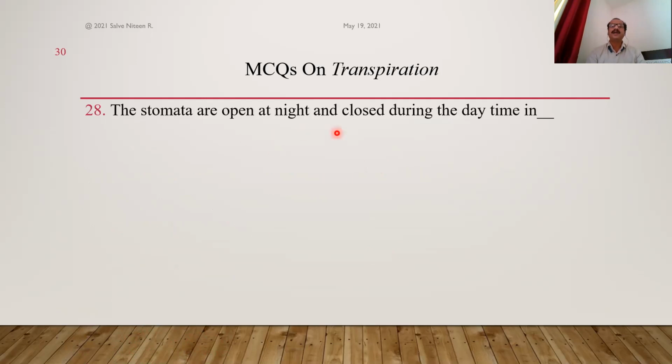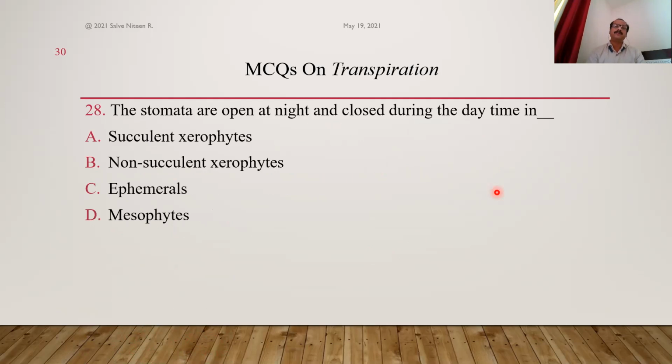The stomata are open at night and closed during daytime. In which category of plants? This happens usually in xerophytes to minimize the rate of transpiration, and these plants are called succulent xerophytes. In the case of non-succulent xerophytes, this is not possible, and therefore these xerophytes, non-succulent types like Nerium and Ficus, develop other characters, some structural peculiarities of leaves like sunken stomata or multiple epidermis. So here the answer is succulent xerophytes, in which stomata are open at night and closed during daytime. A is the right answer.